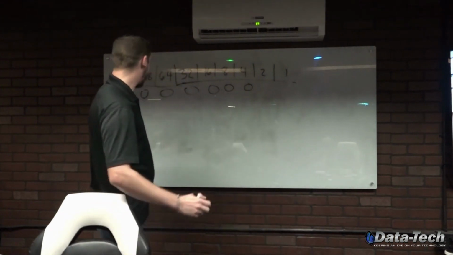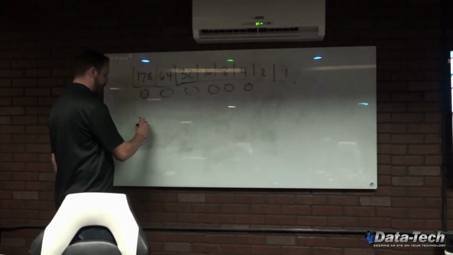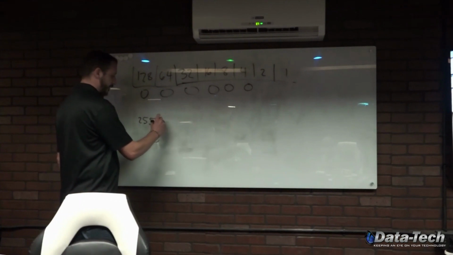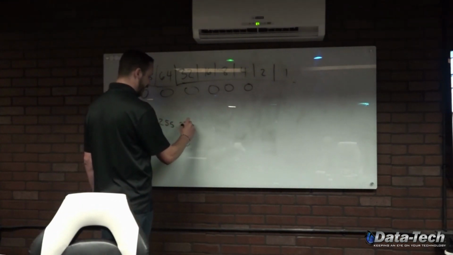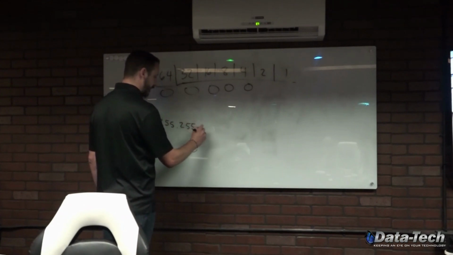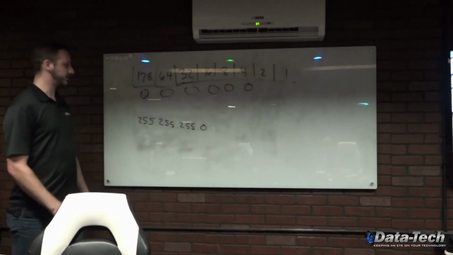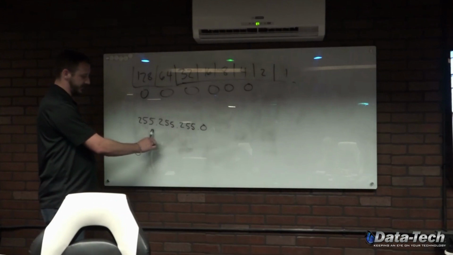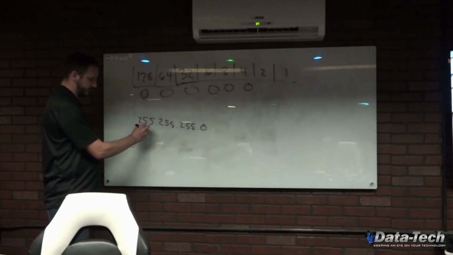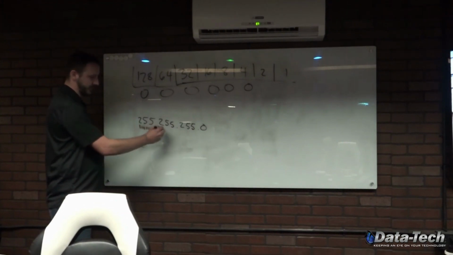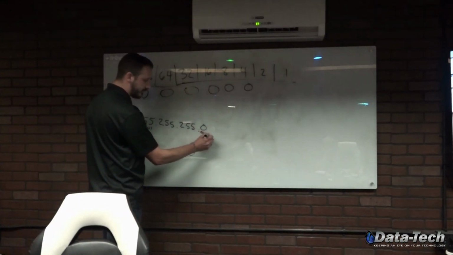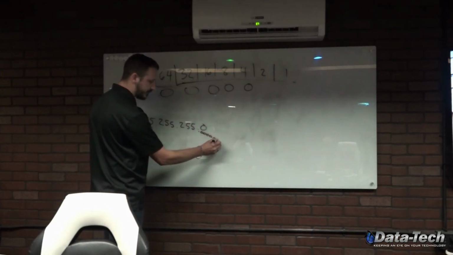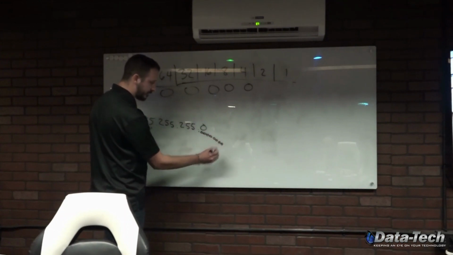So, a subnet mask of 255.255.255.0 will have all 1s filled here, and each 1, and all 0s here.